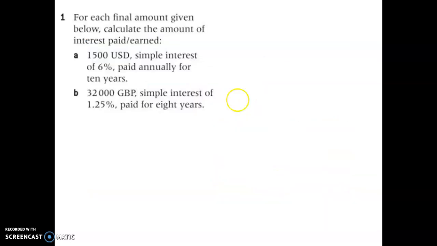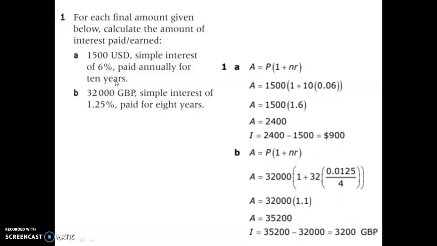Let's take a look. Here's number one from the first exercise. It says, for each final amount given below, calculate the amount of interest paid or earned. In the first example, it gives you a dollar amount, a simple interest, and it says it's paid annually for 10 years. Well, that's pretty straightforward. You use the simple interest formula because it says it's simple interest. You put in your starting amount, you put 1 plus the rate multiplied by the number of years, 10, and you get your answer.